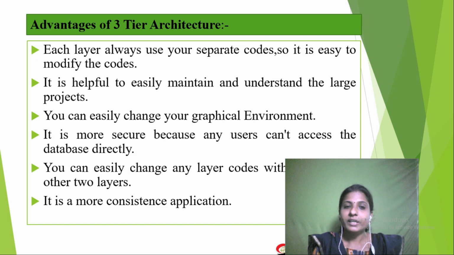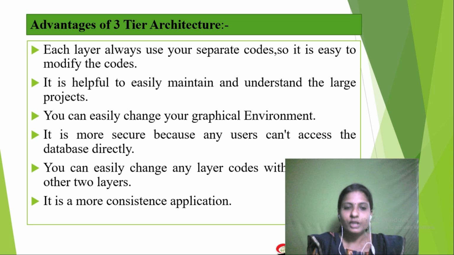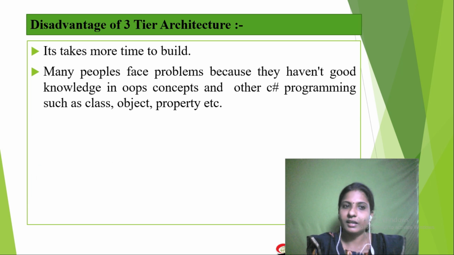And also, if we want to change any tier separately, we can write the code separately. It will not affect any other tier. For example, we can easily change our graphical environment and it will not affect the code. And it is more secure because no user can access the database directly. You can easily change any layer's code without affecting the other two layers. Three-tier architecture is a more consistent application.